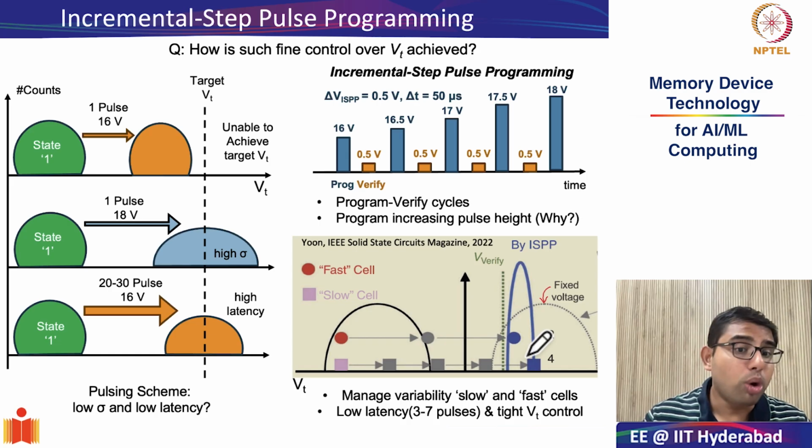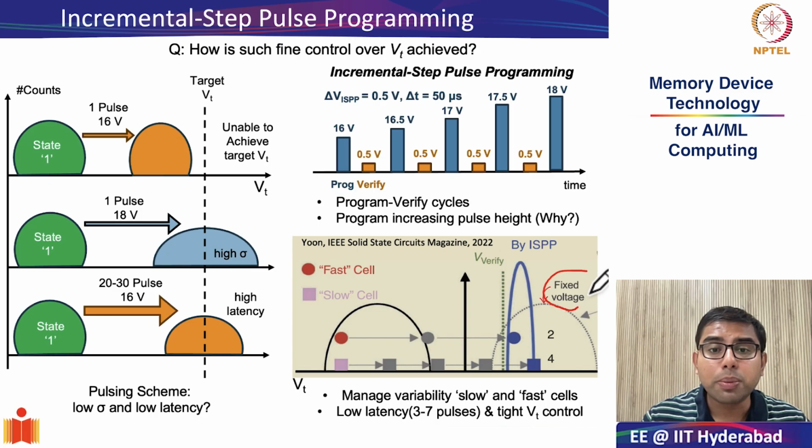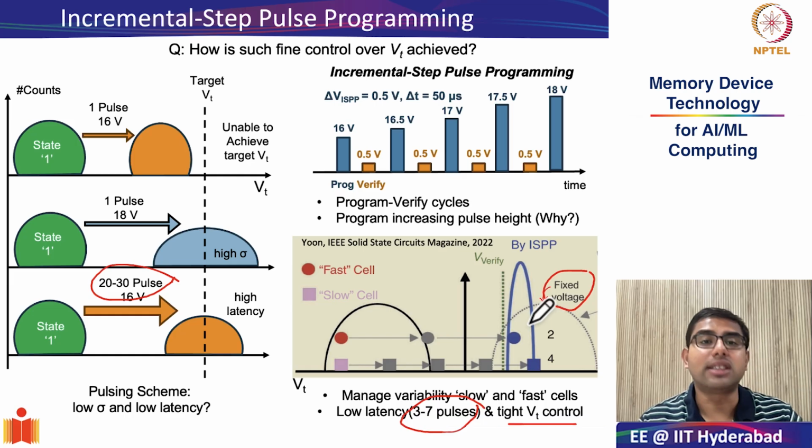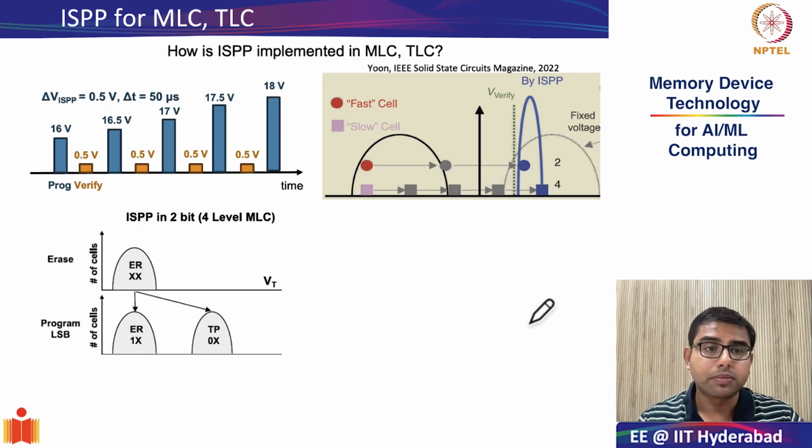Also, what people have noticed is that against the fixed voltage protocol, where you took almost 20 to 30 pulses to reach your target voltage, your incremental step pulse programming helps you in reaching your target threshold voltage just within 3 to 7 pulses at a much tighter VT distribution that we have already discussed. Okay, this is in crux what the ISPP protocol is all about.